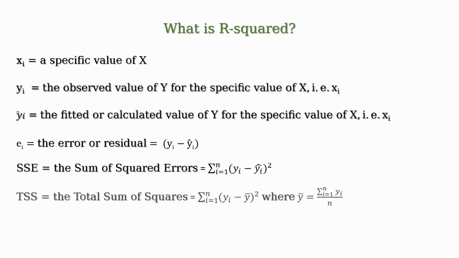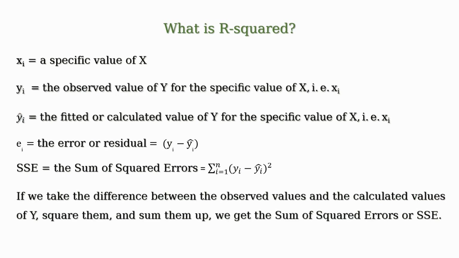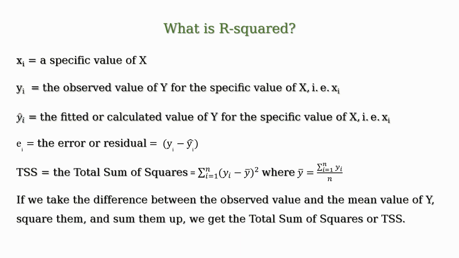We also define the total sum of squares as summation from i = 1 to n (yi - y bar)^2, where y bar = summation from i = 1 to n yi / n. In other words, if we take the difference between the observed values and the calculated values of y, square them and sum them up, we get the sum of squared errors or SSE. And if we take the difference between the observed value and the mean value of y, square them and sum them up, we get the total sum of squares or TSS.